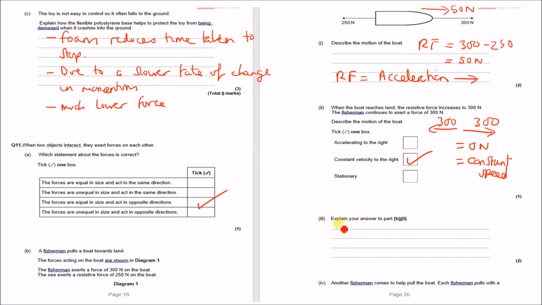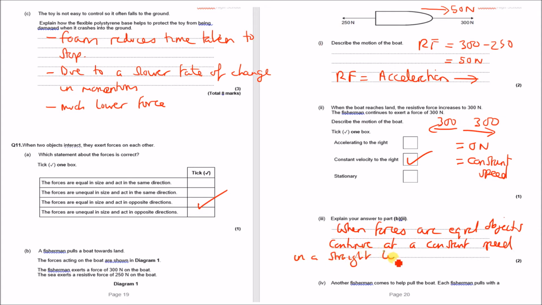another force acts. Okay, so when forces are equal, objects continue at a constant speed in a straight line because there is no resultant force. Always talk about resultant force. No resultant force, constant speed in a straight line. If you have a resultant force, it accelerates in the direction of the force.